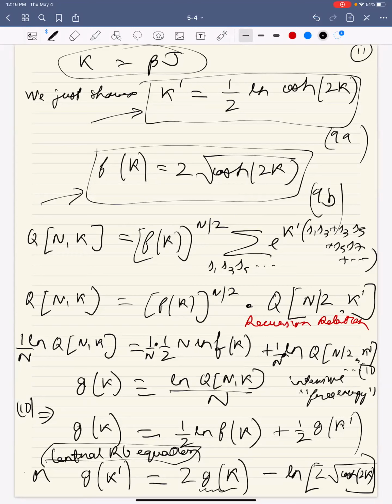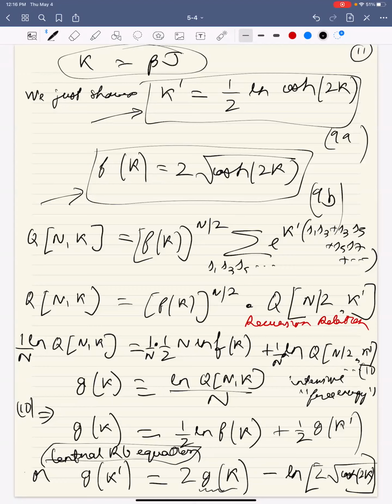ln of 2 square root of hyperbolic cos of 2k, even though it looks messy, it's just a number, right? You take the hyperbolic cos of 2k, you take its square root, multiply by 2, take its log. You get the free energy of something else, right? So it allows you to move across scales. It allows you to connect the free energy of a system with k, with a free energy of a system with k prime. So I'm going to stop here.